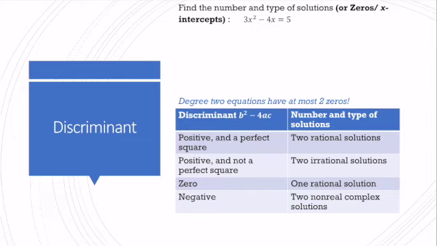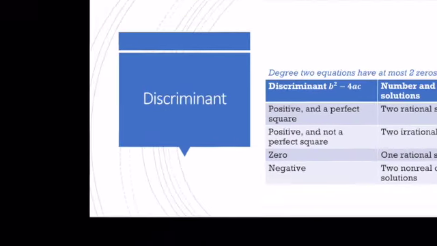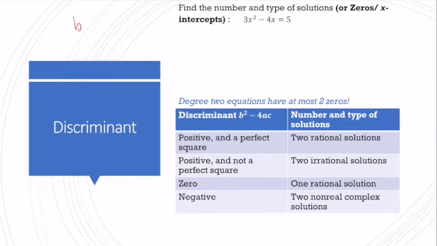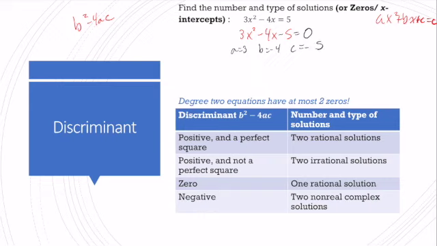All right, next I have 3x squared minus 4x equals 5. And I want to find b squared minus 4ac. But in order to do that, first I have to get it to look like ax squared plus bx plus c equals 0. So I need to go ahead and subtract 5 from both sides to get 3x squared minus 4x minus 5 equals 0. Of course, my pen decides to change color. All right, so now I have a equals 3, b equals negative 4, and c equals negative 5.